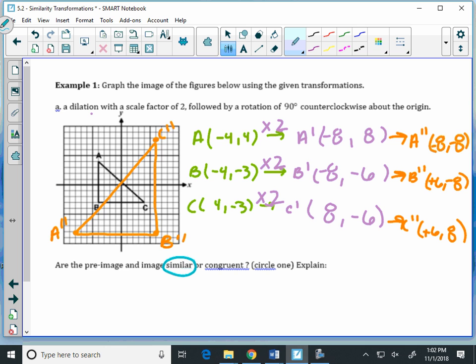Well, rotations don't change the size. What transformation did we do? Carter? We did a dilation. So our reason why they're similar is because we did a dilation. And a dilation always creates similar figures.